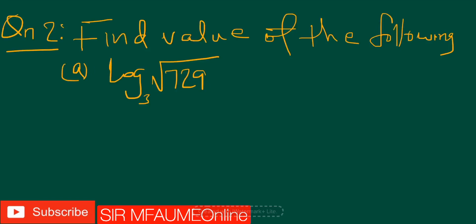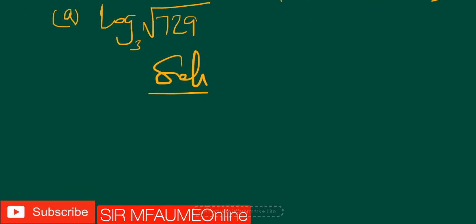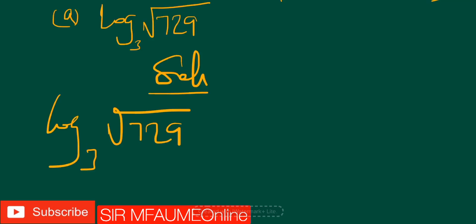For the second question, question number 2 says that we need to find the value of the following. A, the value of this logarithm. Okay, how do we find the value of this logarithm? Solution. As usual, for this one, we have log under base 3 of the square root of 729. Okay, this will be equal to log under base 3.